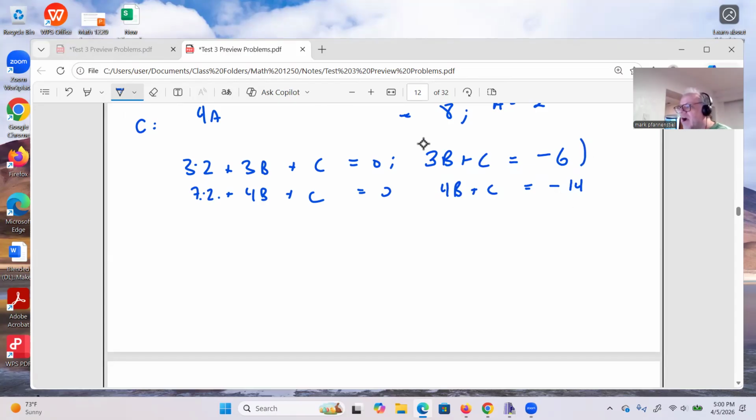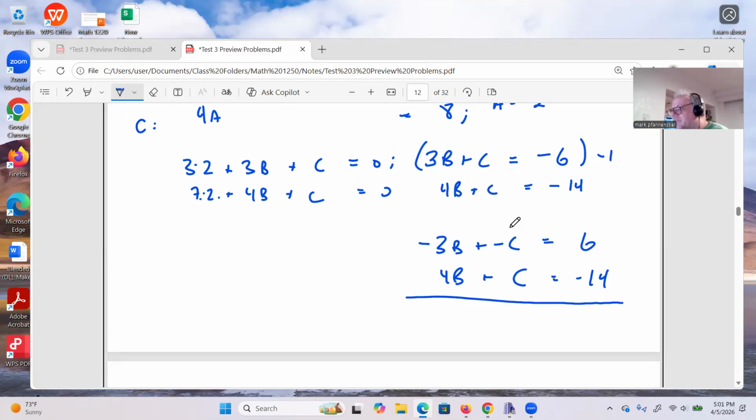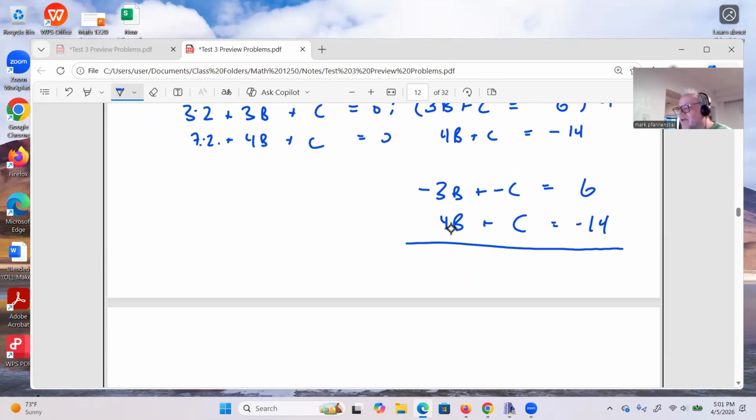Now I'm going to multiply the first equation by -1 because I want to get rid of my C's. So we have -3B plus -C is equal to +6. We have 4B plus C is equal to -14. We're just going to add these two together. So the C's cancel. We have 4B minus 3B, that leaves 1B equals -14 plus 6, so we have -8. So far we have our A is equal to 2, our B is equal to -8.